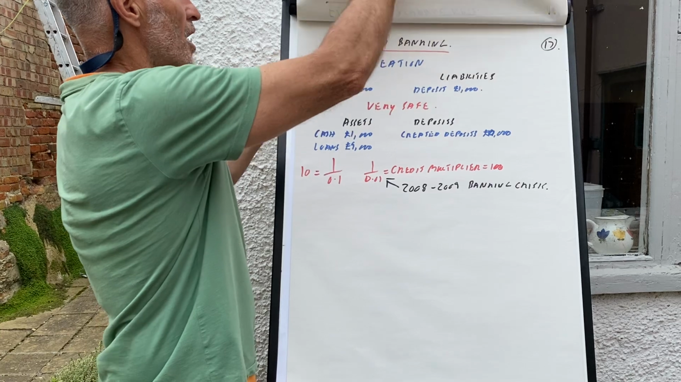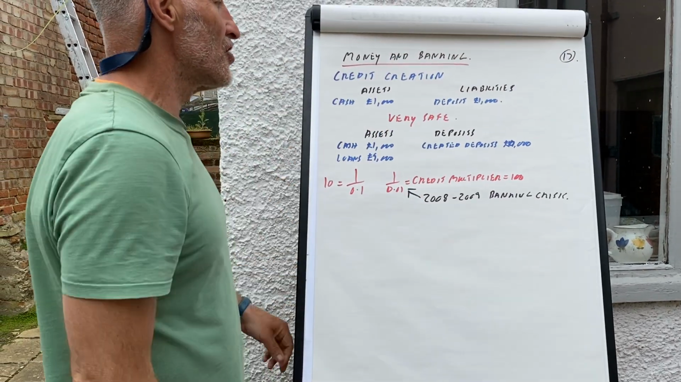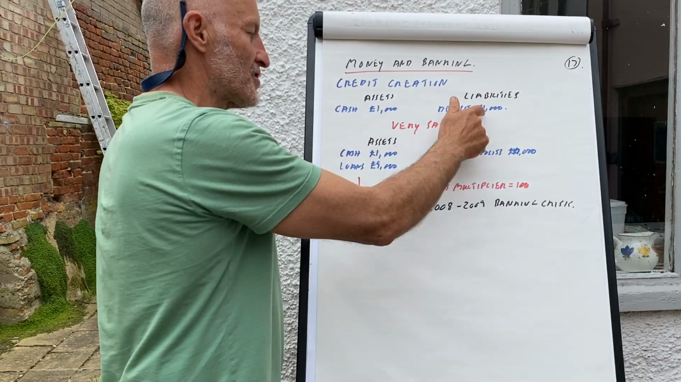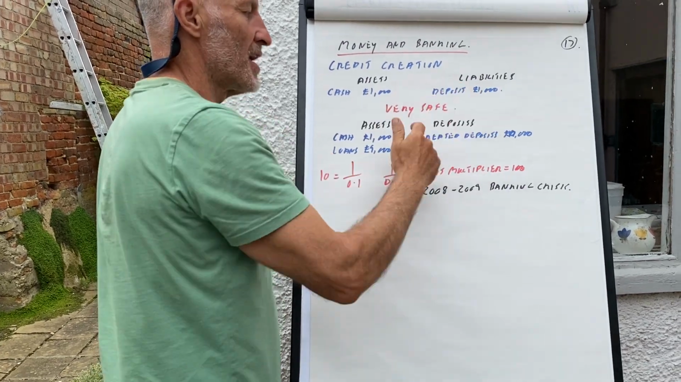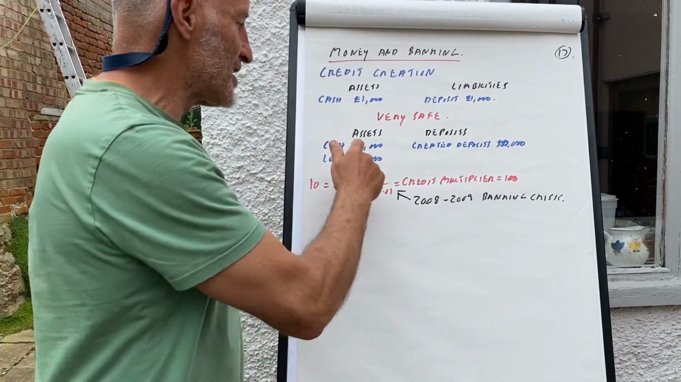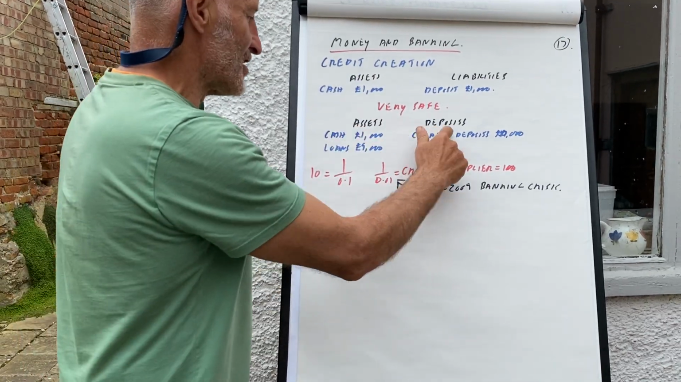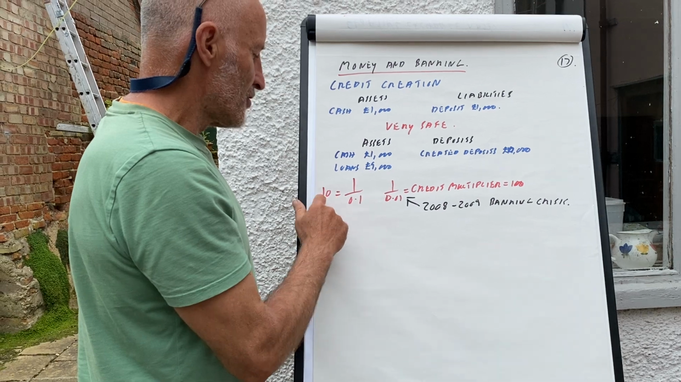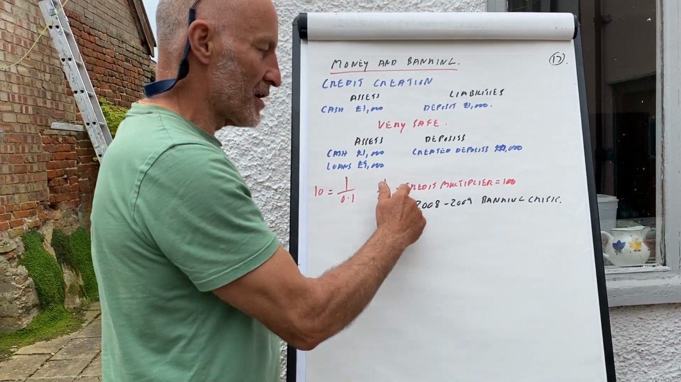Right, two more to go. Money, banking, credit creation. I quite like this. Assets and liabilities. You put 1,000 quid into the bank. Assets go up by 1,000 quid, cash, deposits. If the bank does nothing with it, that is very safe. However, assets and liabilities, if we have a cash ratio of 10%, the credit multiplier is 10. If it's 1%, the credit multiplier is 100.